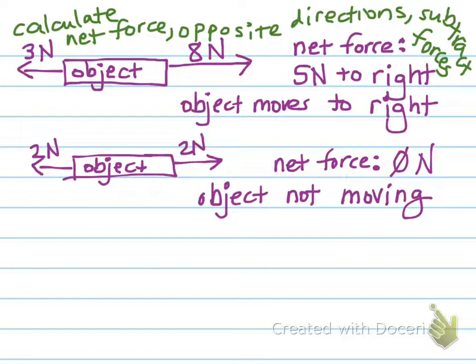And we still calculated our net force the same way, right? These were in opposite directions, but 2 newtons minus 2 newtons equals 0 newtons. Okay? So those are a couple examples of net forces for you.